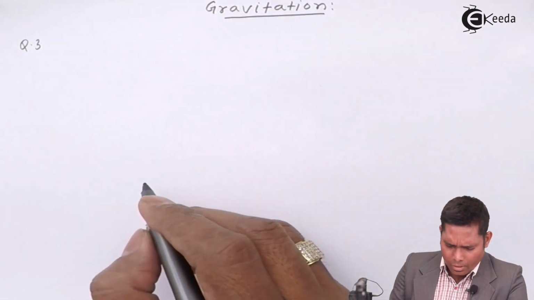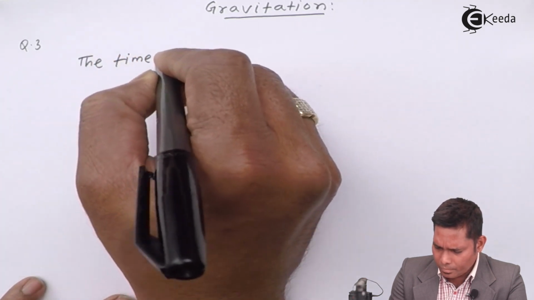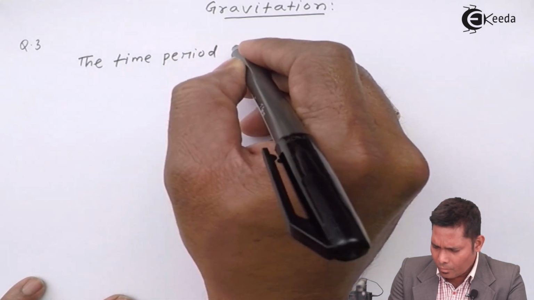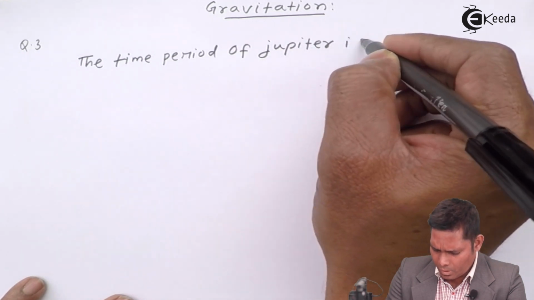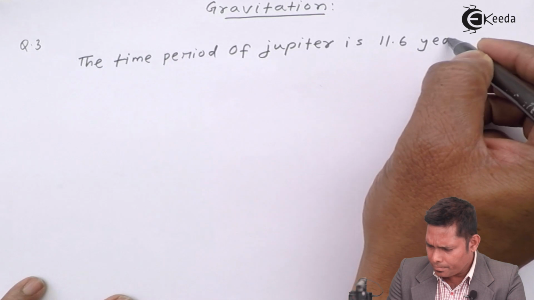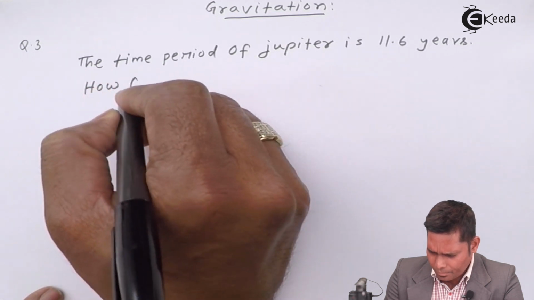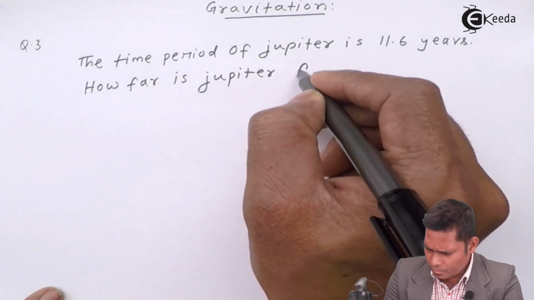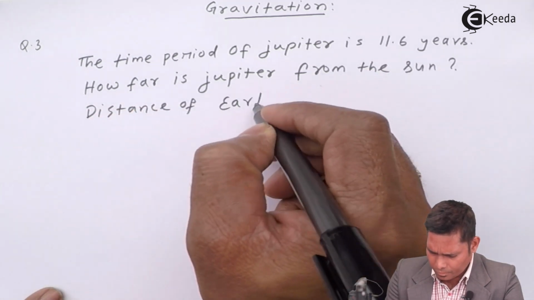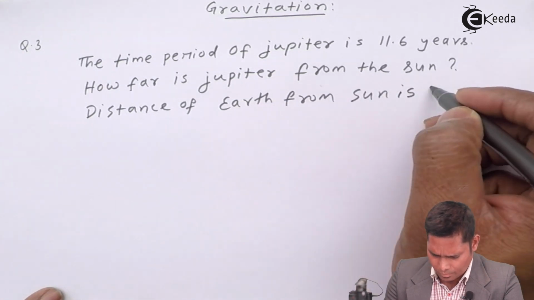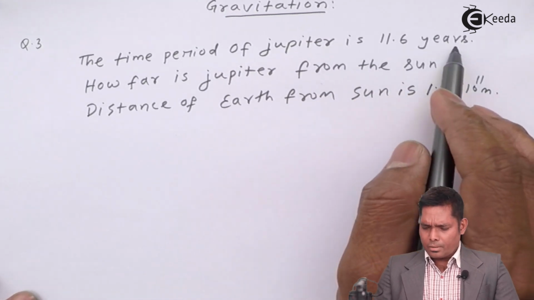The question is that the time period of Jupiter is 11.6 years. How far is Jupiter? The time period of Jupiter is 11.6 years.